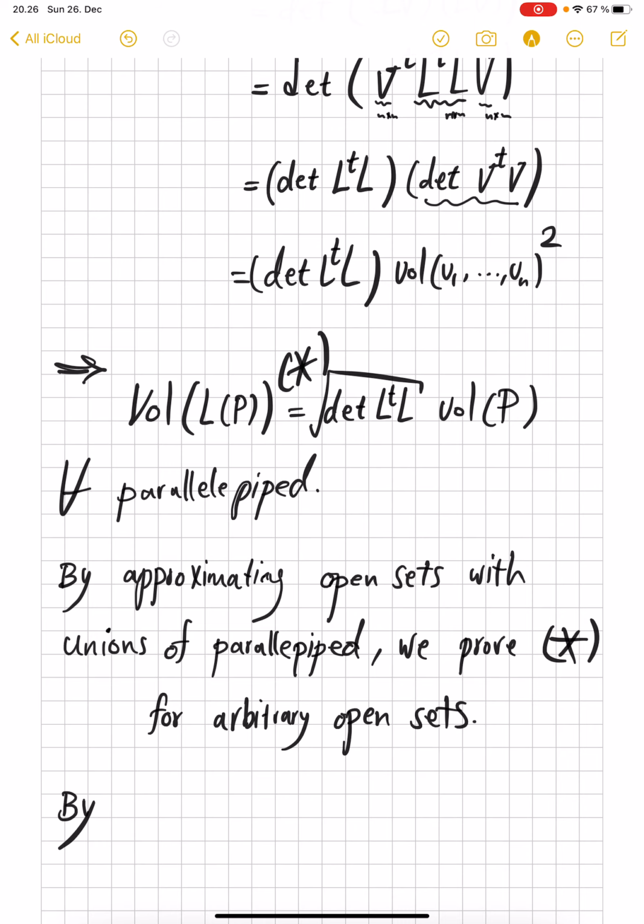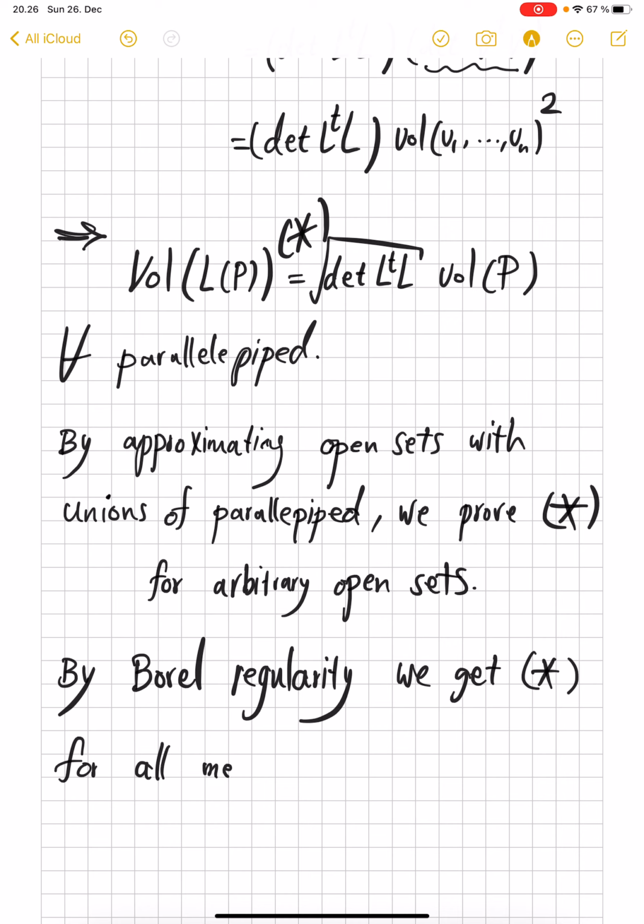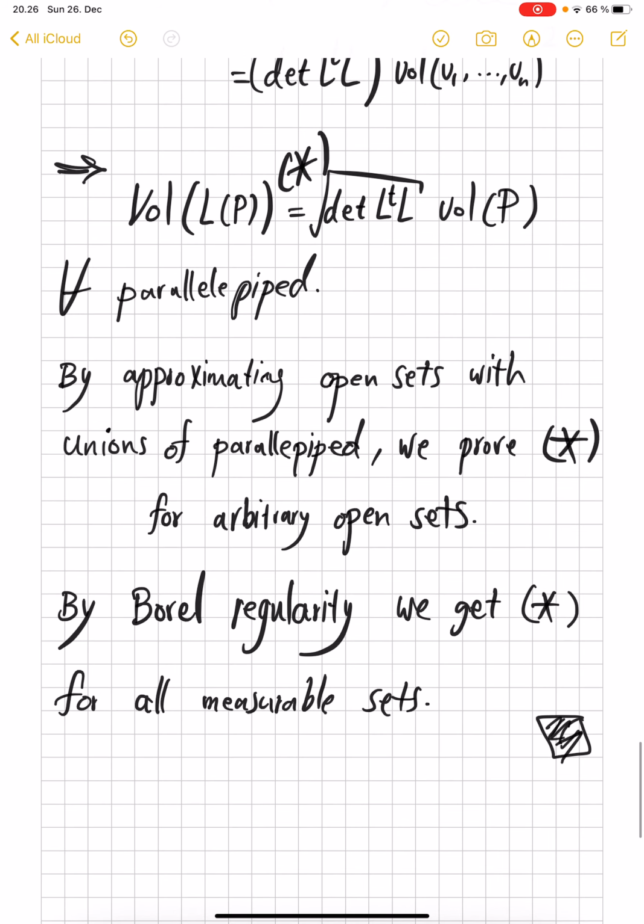And then we know that the Lebesgue measure or H^n measure are Borel regular, so that the measure of an arbitrary set of finite measure is equal to the infimum of measures of the open sets that contain it. So from that, by Borel regularity, we get star for all measurable sets. And that ends the proof of the theorem. And now it's completely justified why the Jacobians were defined the way they were defined.